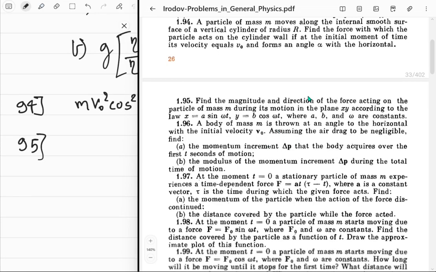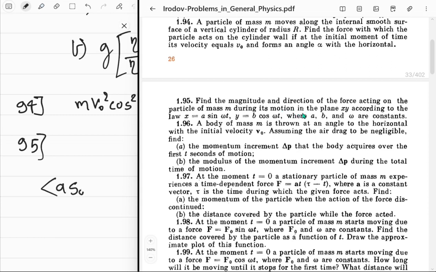Find the magnitude and direction of the force acting on the particle of mass m during its motion on the plane xy according to the law x is equal to a sine omega t. Oof. So it's on an ellipse basically. And now find the magnitude and direction of the force acting on the particle. Okay, this is actually parameterized already, so you don't have to worry about that. Wait, is this for real? Are you saying that's it? Nothing else? This is easier than I expected it to be. Fine, so just do it.